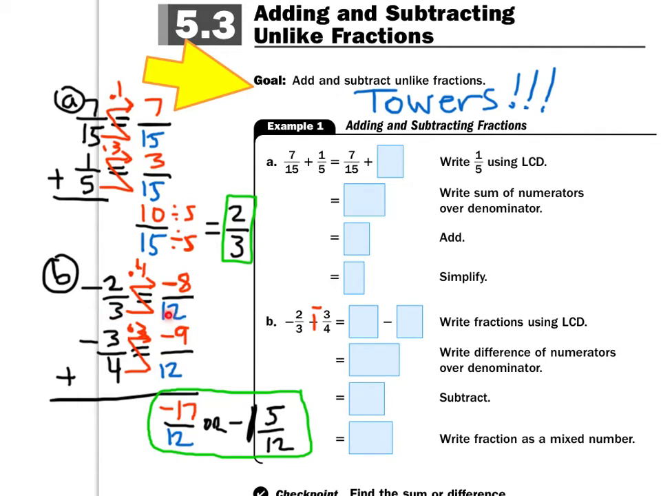3 goes into 12 4 times, bring that upstairs. Negative 2 times 4 gives you negative 8. Start at the 4 here. 4 goes into 12 3 times. 3 times negative 3 gives you negative 9. And then we add negative 8 plus negative 9 gives us negative 17 over 12, or we can write it as a mixed number, negative 1 and 5/12.